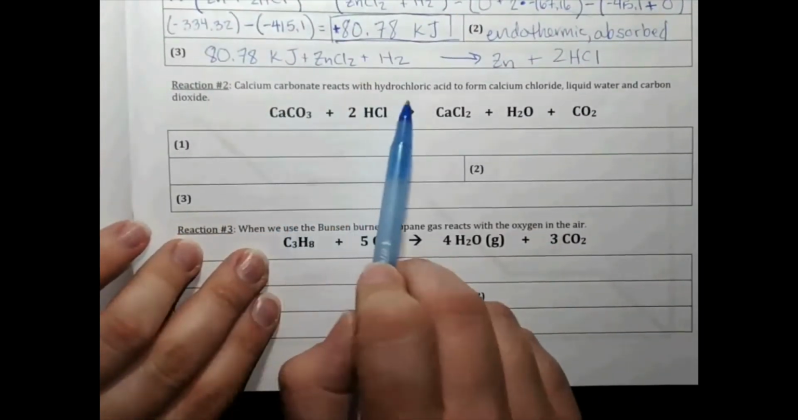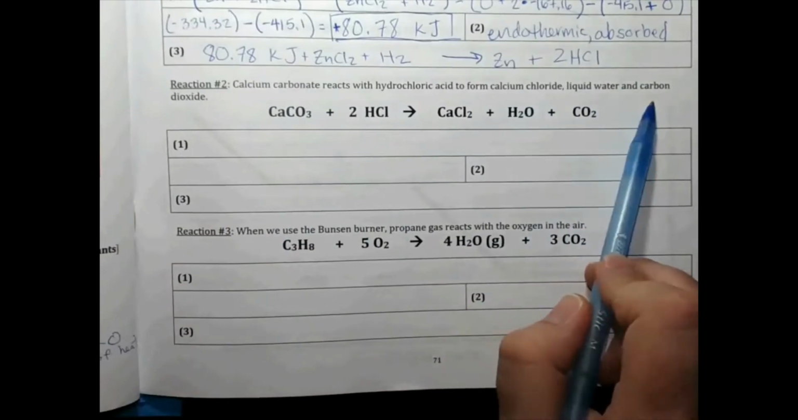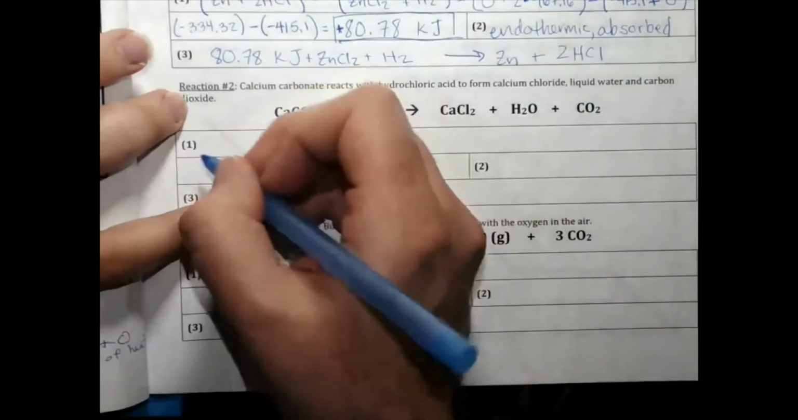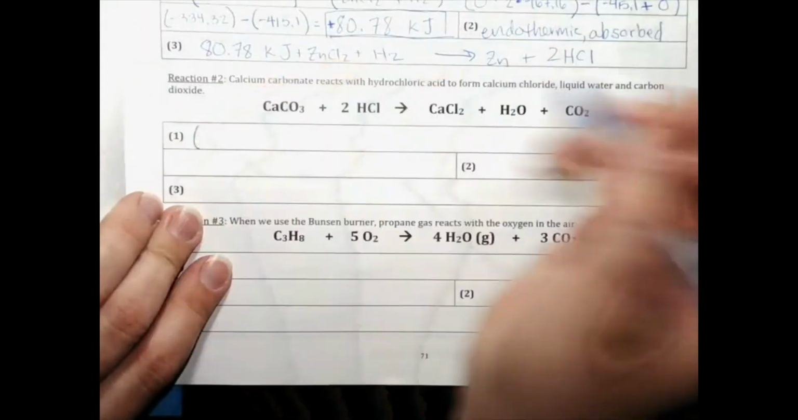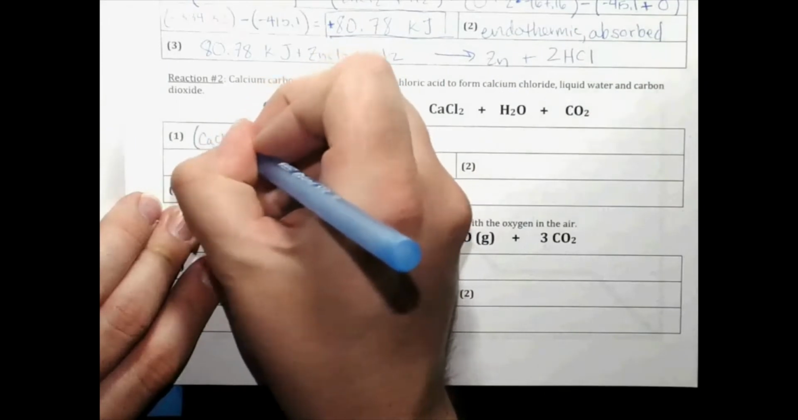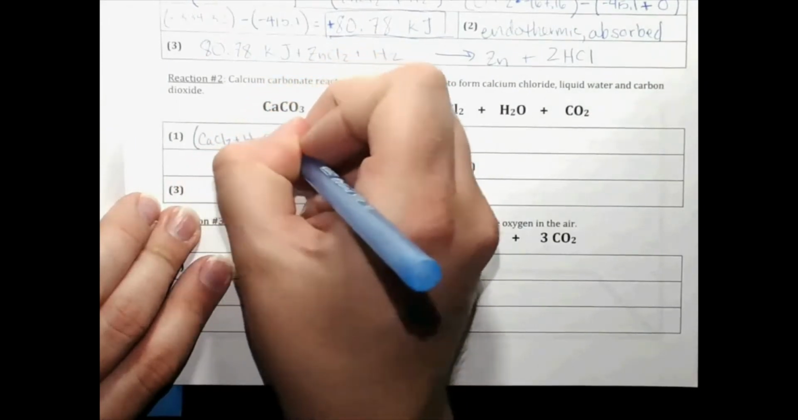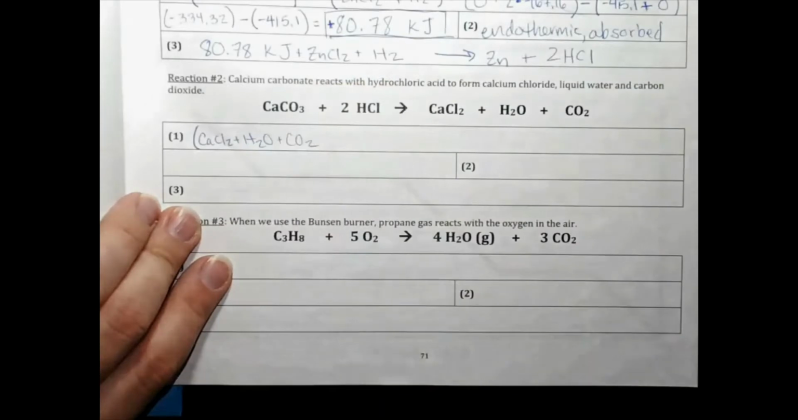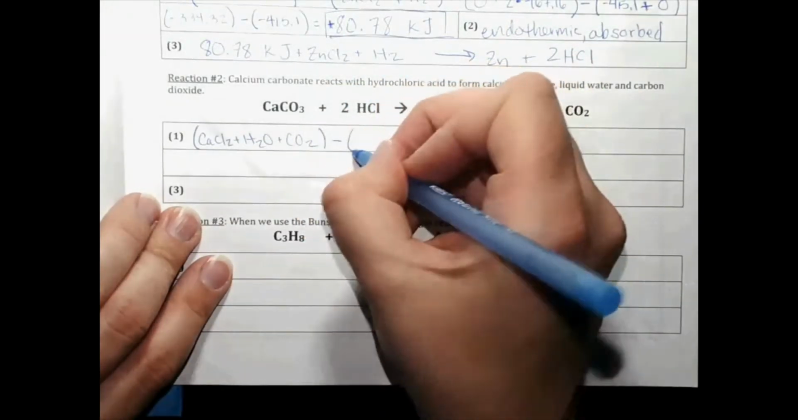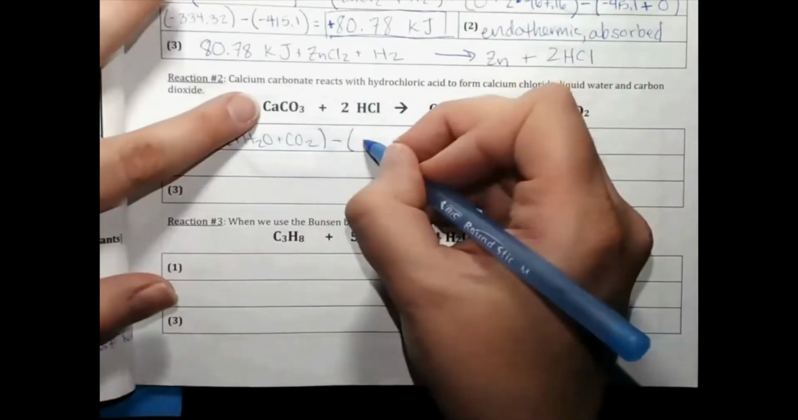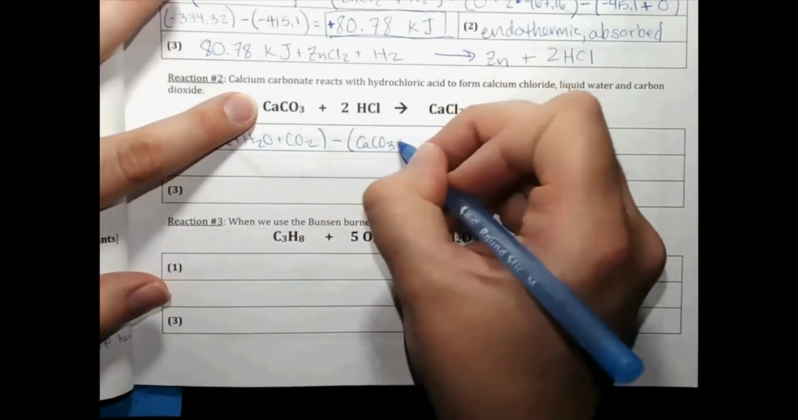Calcium carbonate reacts with hydrochloric acid to form calcium chloride, liquid water, and carbon dioxide. So we are supposed to do products minus reactants. So the products here are CaCl2, H2O, CO2, and it's minus the reactants, which were CaCO3 and 2HCl.